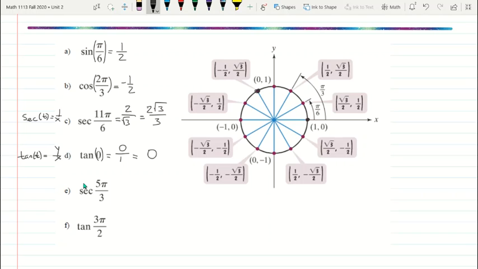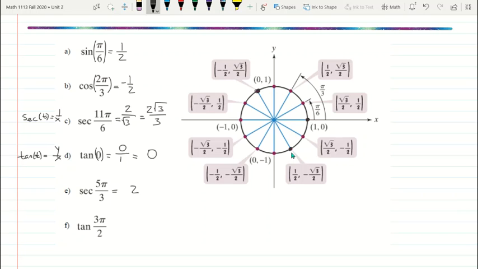Then there is secant of 5 pi over 3. So where is 5 pi over 3? So let's see. Probably somewhere where both those numbers are twice their value. So go all the way around to 10 pi over 6. If you divide those by 2, you get 5 pi over 3, which is right here. And secant, we already talked about it above, which is 1 over x. So it'll be 1 over 1 half. So when that simplifies, we get a 2.